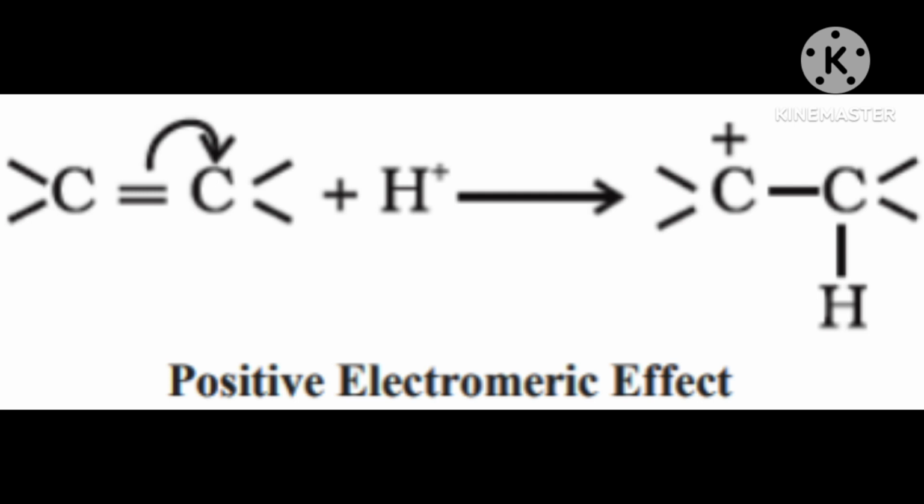Then when it comes near to the carbon-carbon double bond, meaning ethylene, this pi bond, out of the 2 bonds, 1 bond will break, the pi bond, and that electron will be taken by hydrogen. Hydrogen will attach to any one carbon, and the other carbon will have a positive charge.